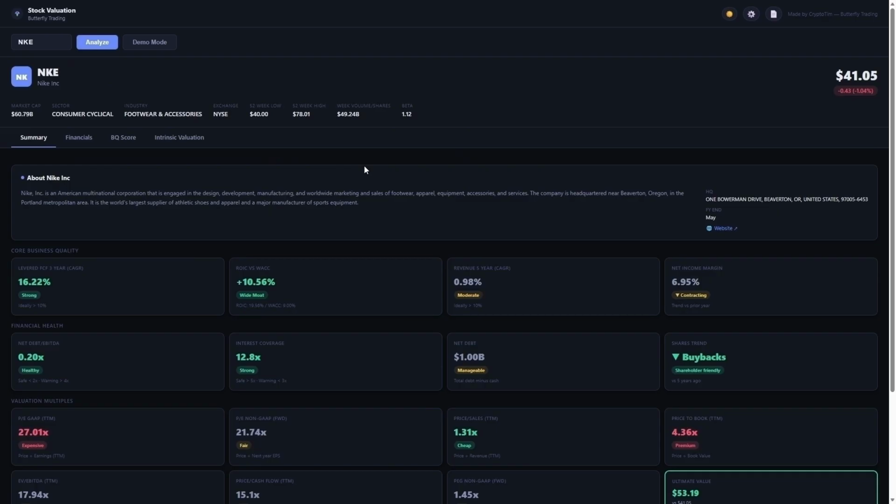So now let's go through each section one by one. As you can see here already, first things first, the tool will fetch the company name, the ticker, the exchange, the sector, the current live price, the daily changes, the market cap, its 52-week high and low range, etc. So here for Nike we can see we have a market cap of 60.8 billion. It's consumer cyclical, it's footwear and accessories. It's on the Nasdaq. Its 52-week low is 40, its 52-week high is 78, weekly volume and the beta.